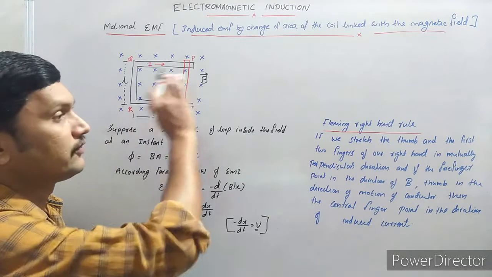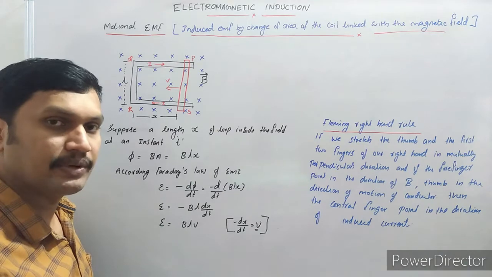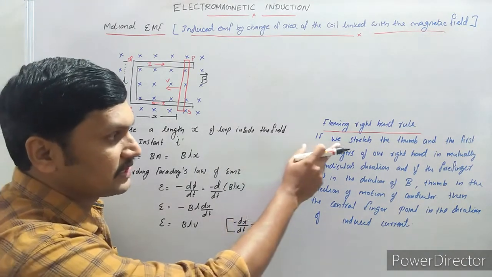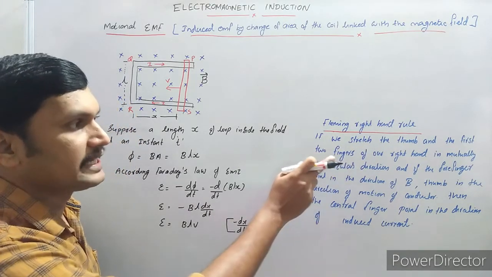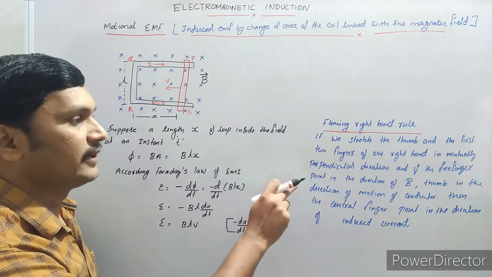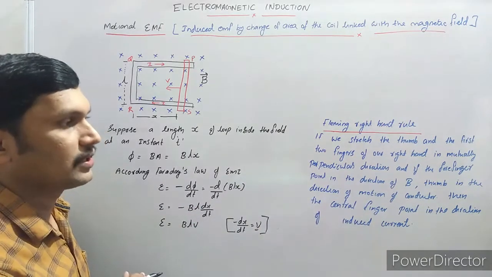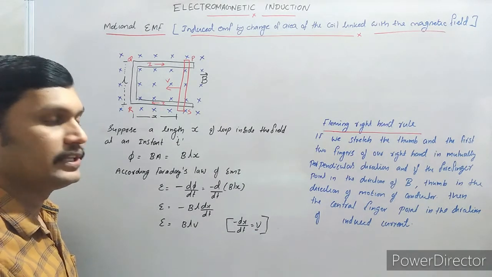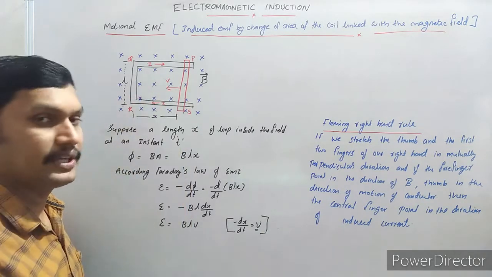Now let us see what Fleming's right hand rule is, to predict the direction of induced current in these situations. According to Fleming's right hand rule, if we stretch the thumb and the first two fingers of our right hand in mutually perpendicular directions, and if the forefinger points in the direction of B and the thumb in the direction of motion of the conductor, then the central finger points in the direction of induced current. Let us apply the rule in this situation.